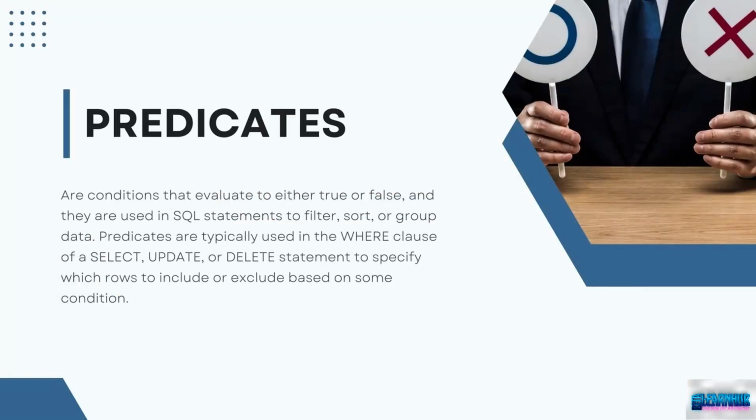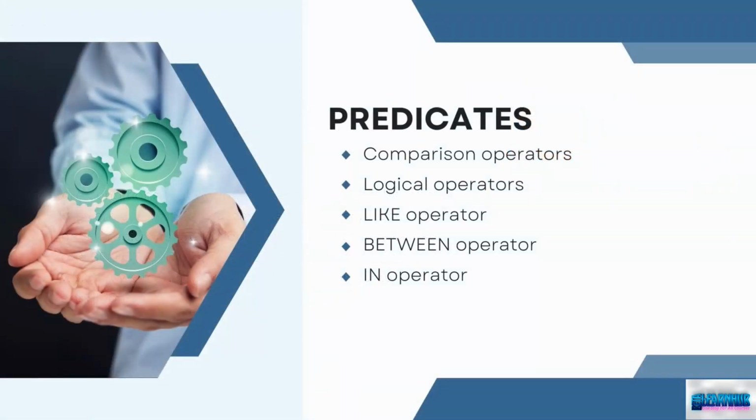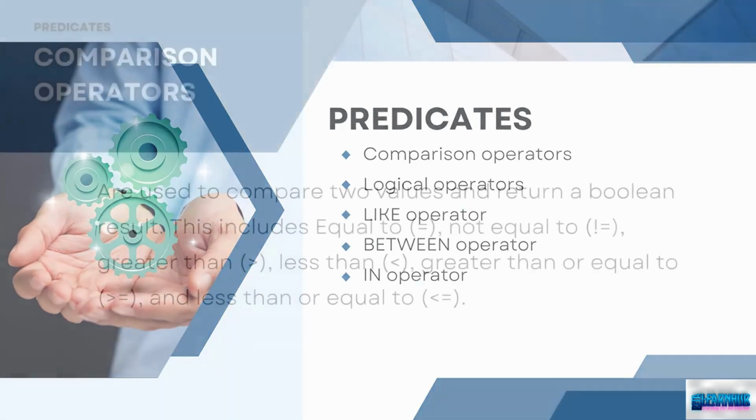Predicates are conditions that evaluate to either true or false, and they are used in SQL statements to filter, sort, or group data. Predicates are typically used in the where clause of a select, update, or delete statement to specify which rows to include or exclude based on some condition. Predicates in SQL include comparison operators, logical operators, like operator, between operator, and in operator.